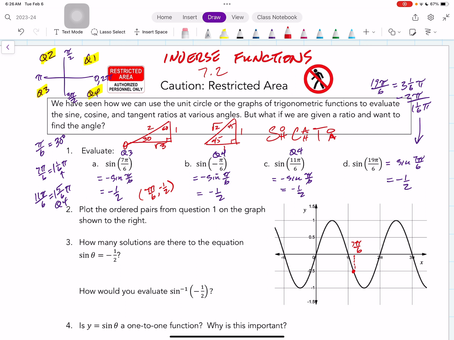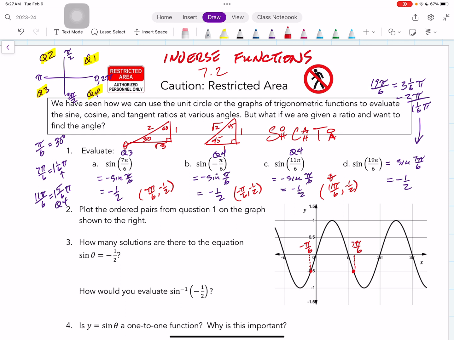Next point is negative π/6, comma, negative 1/2. You plot that, you have to go left now because it's negative, and then down 1/2, so right here. This is negative π/6, because it's a negative angle, it's got to be left of 0. And then the next one, 11π/6, comma, negative 1/2. It goes theta, comma, value. Remember the first number is your angle, your theta, and the output is your ratio.